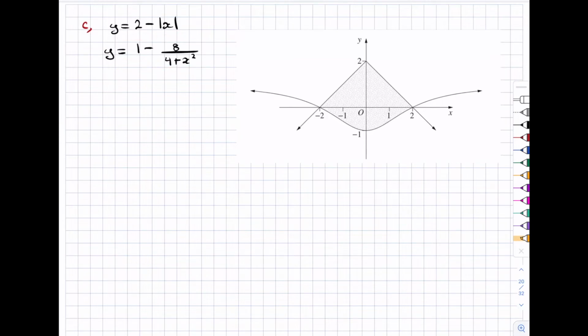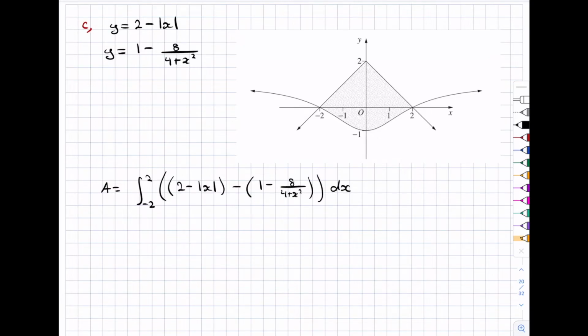Okay, and when we do a region between two curves, it's calculated by the integral of the top curve minus the bottom curve. In this case, the top curve is 2 minus absolute value of x, minus the bottom curve, 1 minus 8 over 4 plus x squared. So my area is going to be the integral from -2 to 2 of 2 minus the absolute value of x minus the second curve, 1 minus 8 on 4 plus x squared, and all of this gets integrated with respect to x.